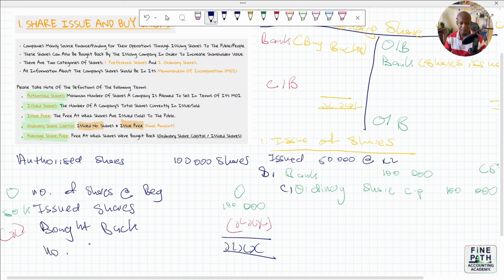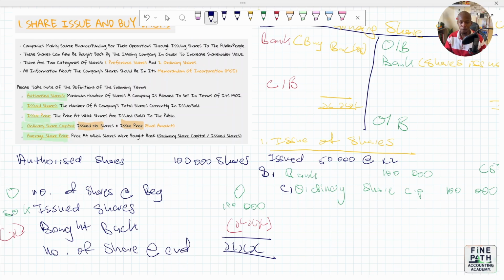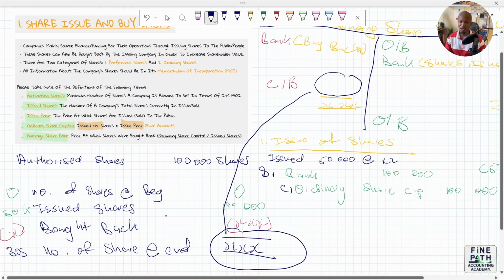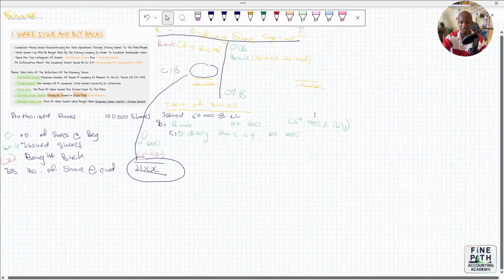So this would be the number of shares at the end. So we would have the 0 plus the 50,000 minus the ones that we've bought back. So let's say that we now have 30,000 shares, and the value of that 30,000 would be written there. And the important thing is that the value that we record there must be the same as this value that is here. And both of those values will go into our balance sheet as our ordinary share capital.